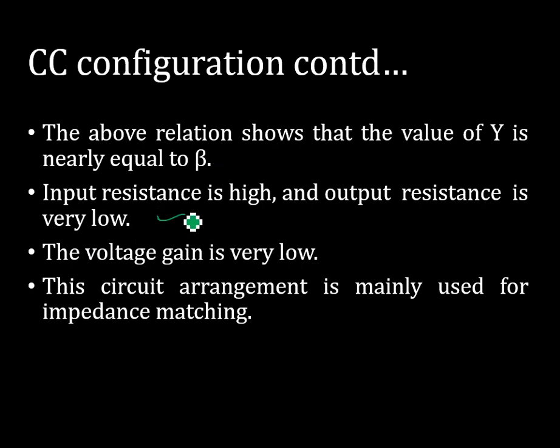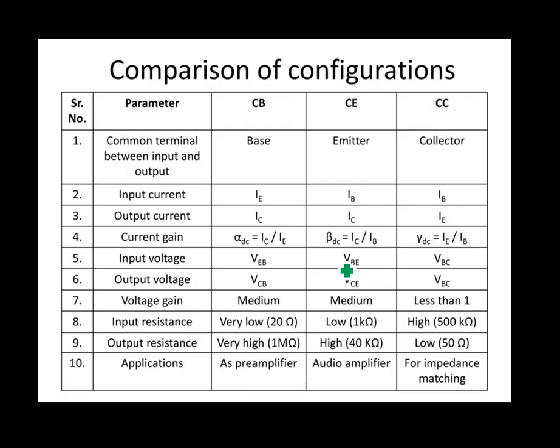The input resistance is very high and output resistance is very low for common collector configuration. It is just opposite to common base. The voltage gain is very low, and this circuit arrangement is mainly used for impedance matching.